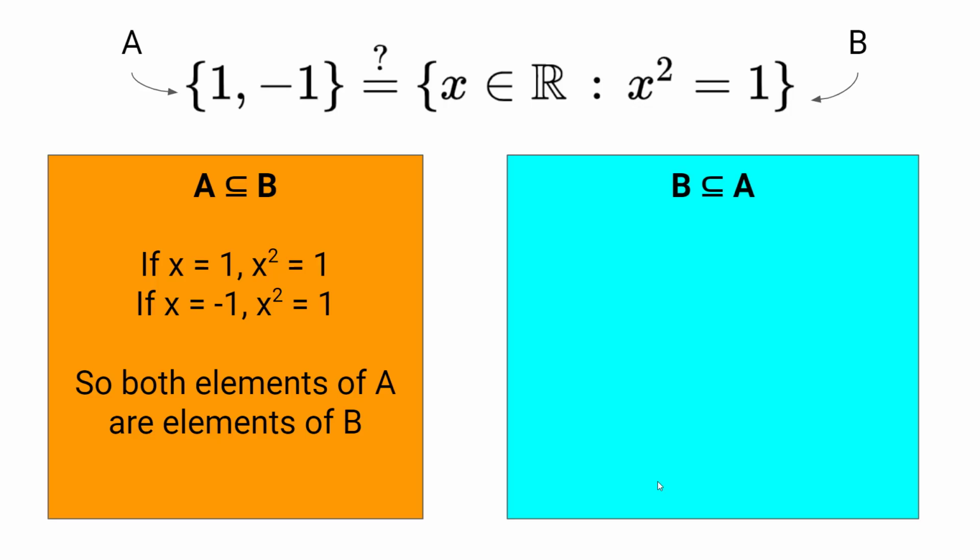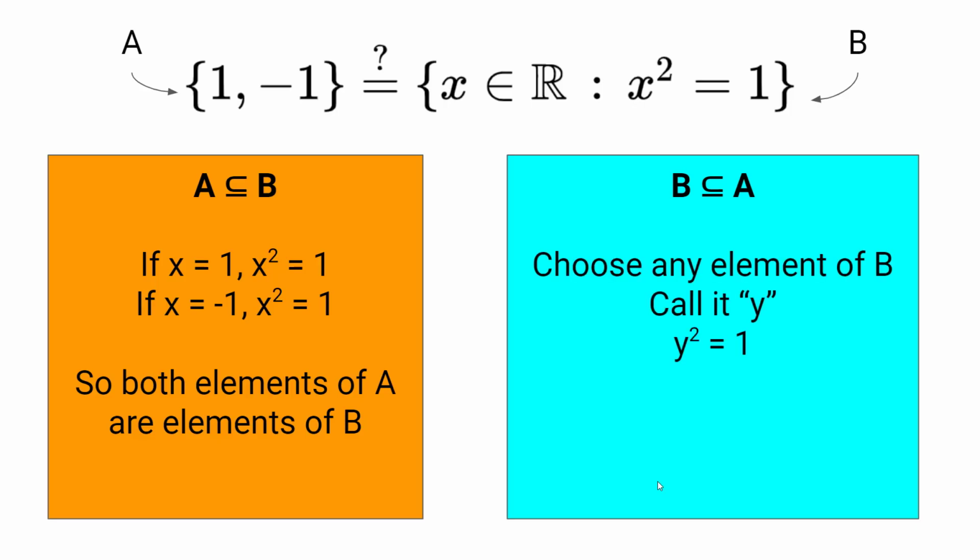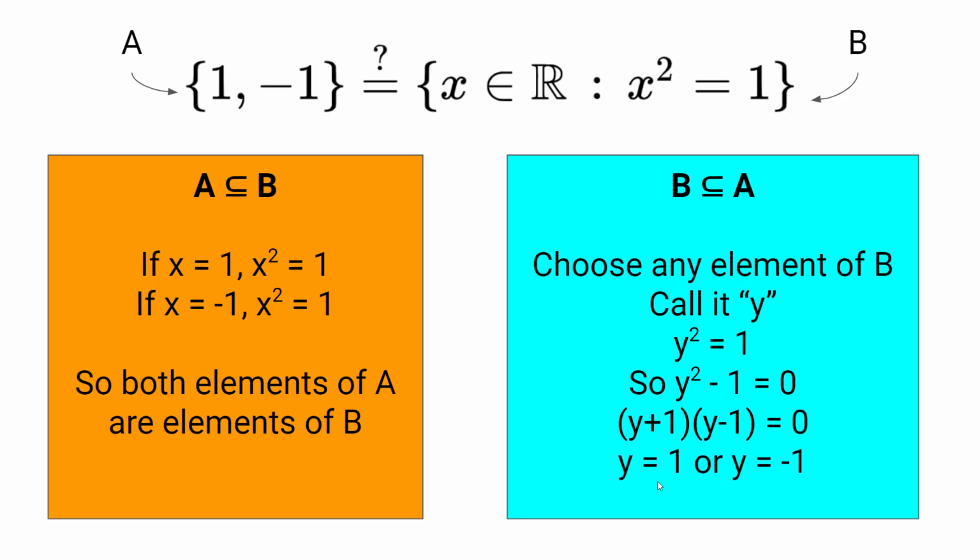Likewise, if y is in B, then y squared is 1. And a little algebra shows that y squared minus 1 is 0, so (y + 1)(y - 1) is equal to 0, which means that either y is 1 or y is -1. Therefore, the y that was in B is also in A. That makes B a subset of A. Since A and B are now subsets of each other, that means that they are equal.